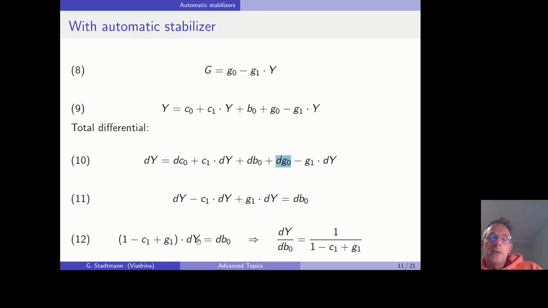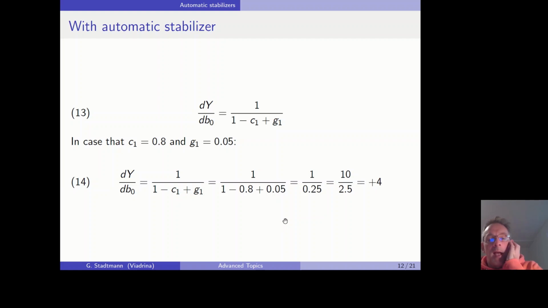We can write dy out of brackets, so we have 1 dy here, a minus C1 dy there, and a positive G1 dy there. When we write dy out of brackets, we have this term here in brackets, and then we are dividing by the term in brackets. We also put dB0 on the other hand side of the equation, and we end up with this multiplier here.